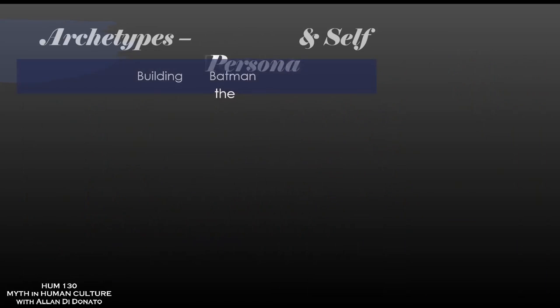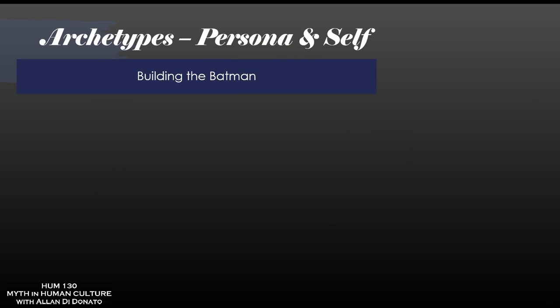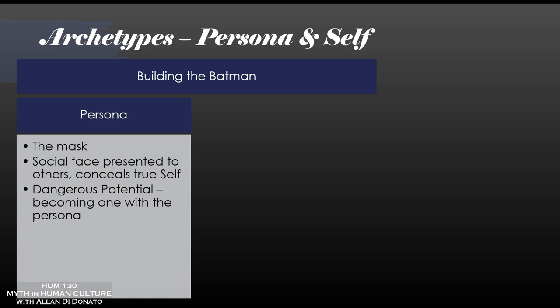And we could talk a little bit about what that means, because that's another archetype, the archetype of the persona versus the archetype of the self. So as we build this character of the Batman, the persona is the mask. Right? This is something that we all have. We all have masks that we wear. It's a social face that we present to other people.